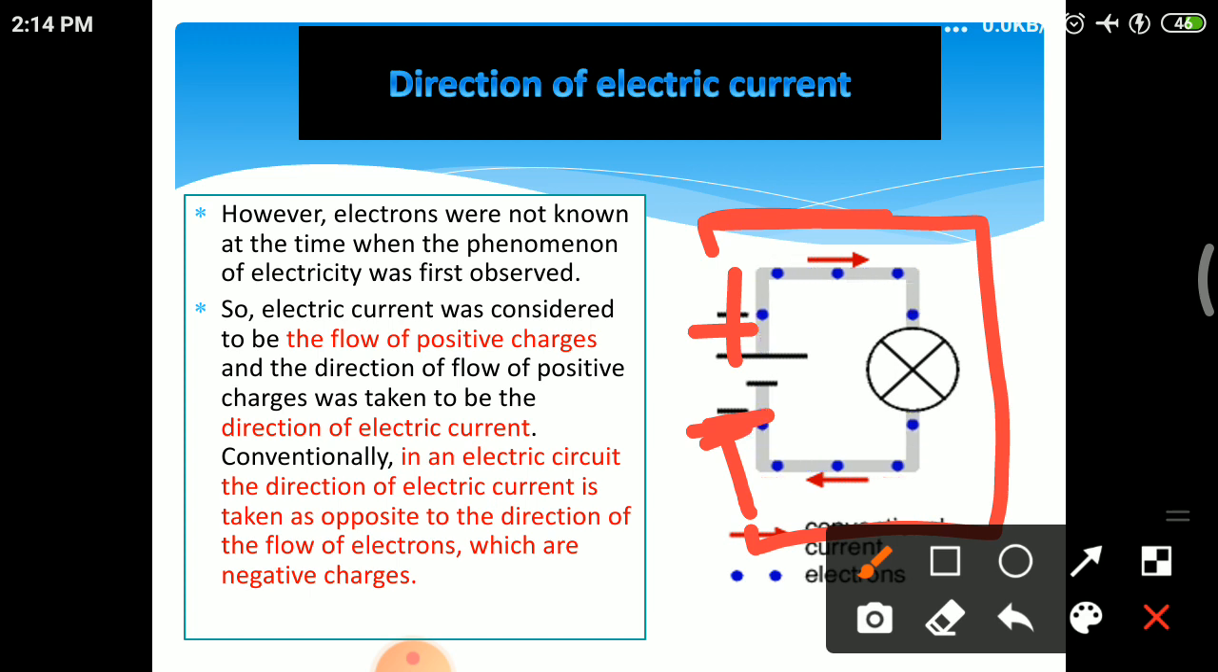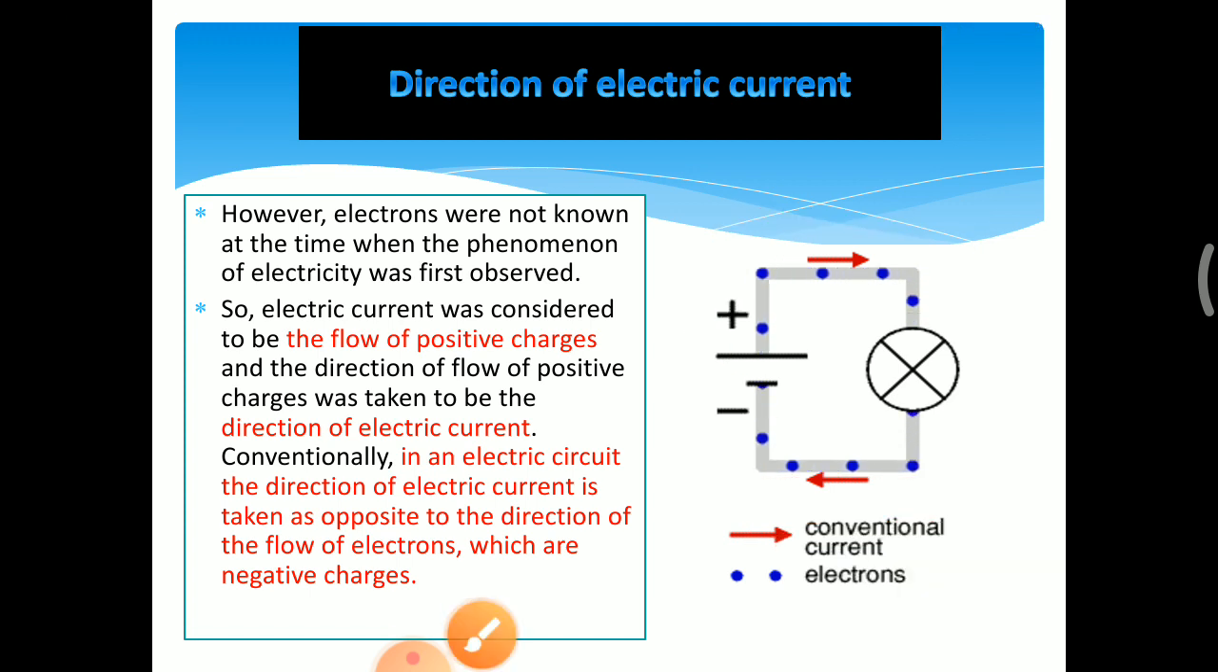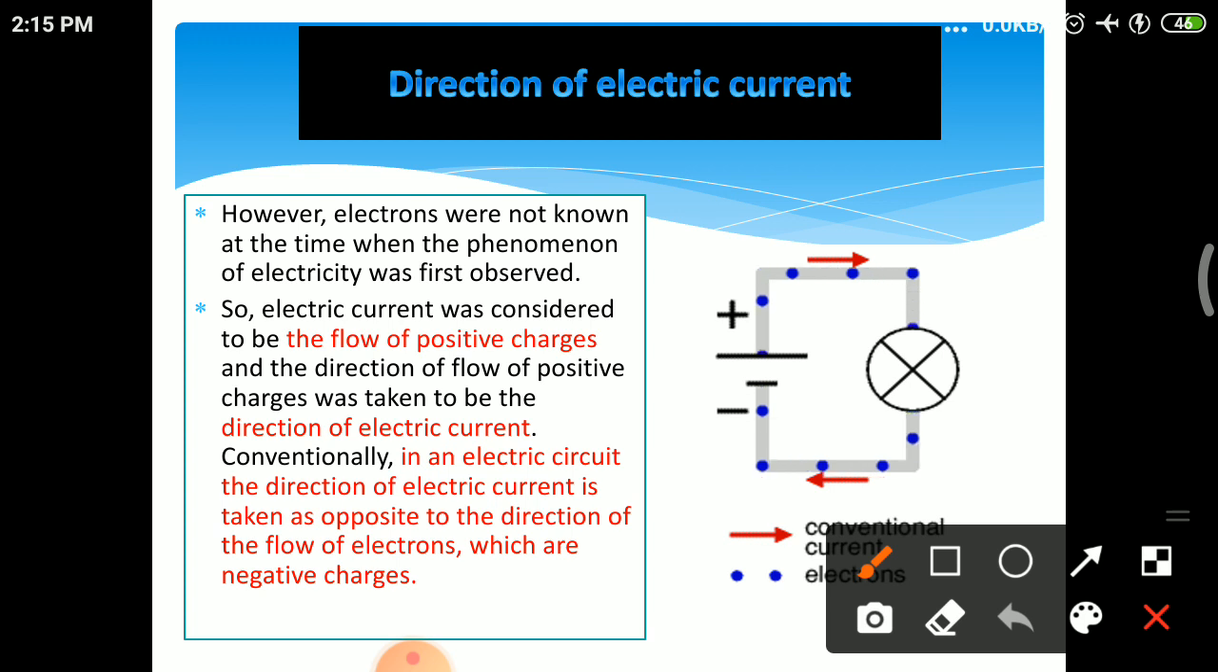But later they learned that only the electrons constitute the electricity. So conventionally, in an electric circuit, the direction of electric current is taken as opposite to the direction of flow of electrons, which are negative charges. So the direction of electric current is opposite to the direction of flow of electrons.